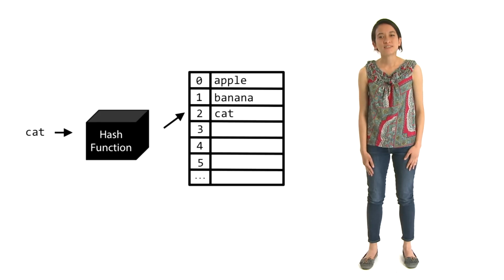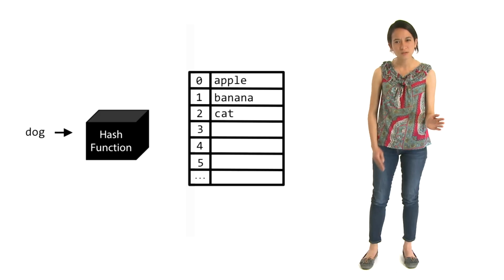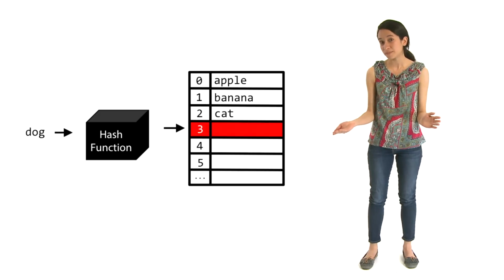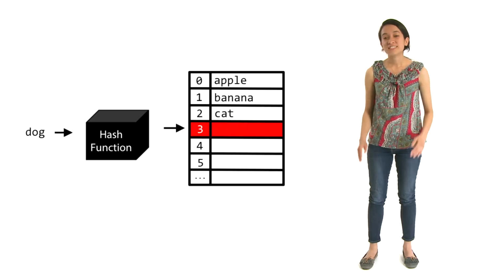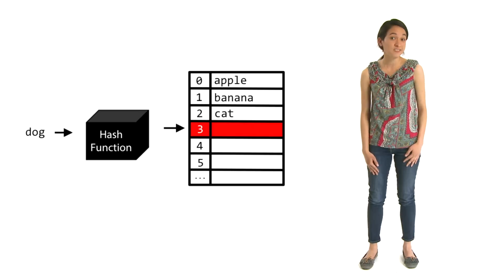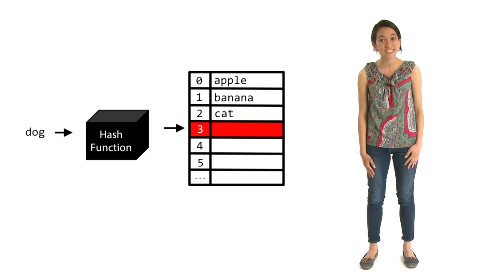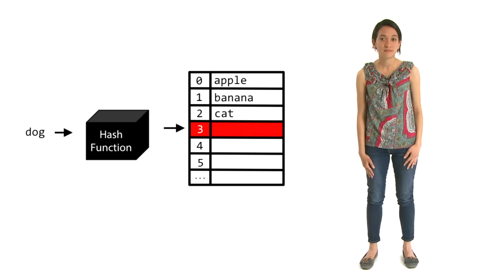If a friend asks if the word dog is in the table, we'll input dog into the hash function, which will output a hash value of 3. Since dog is not stored at index 3, we can say with confidence that dog is not in the table, even though we've only checked one of the hash table's 26 indices.